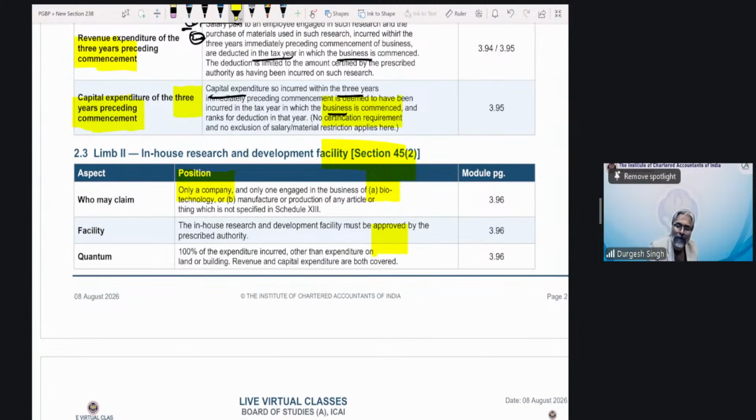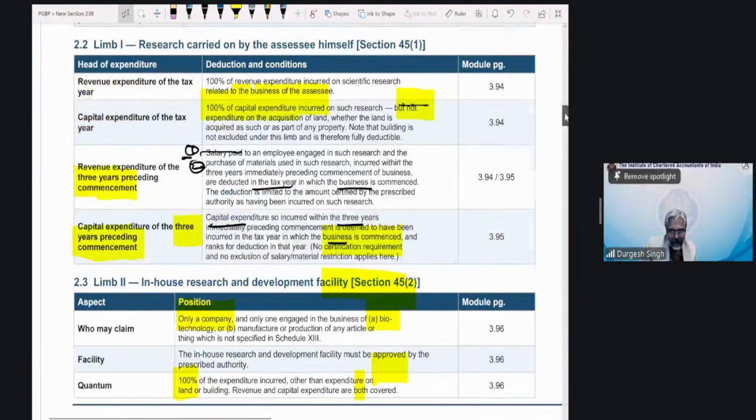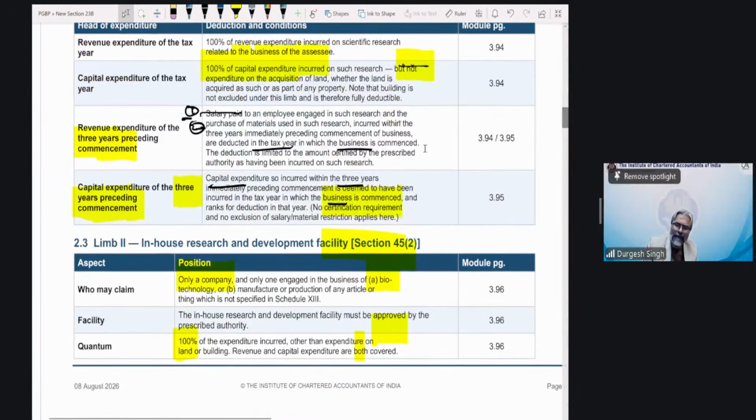And how much is the quantum? Earlier it was 200%, then 150%, now it is 100% of the expenditure incurred, other than the expenditure on land or building. Building is out, students. You don't get a deduction for building under 45(2). Does it therefore mean, be careful, that you don't get a deduction for building at all if you are under this particular regime?